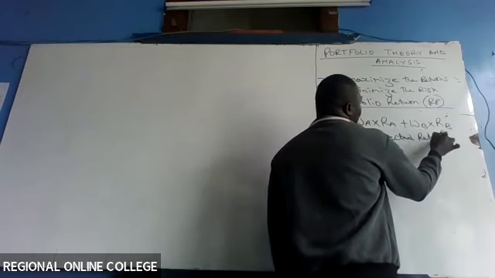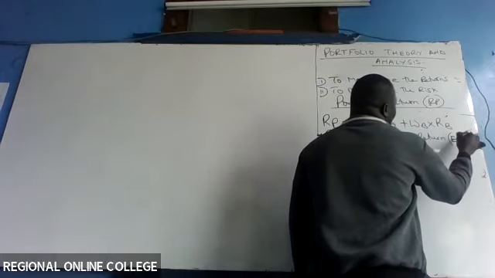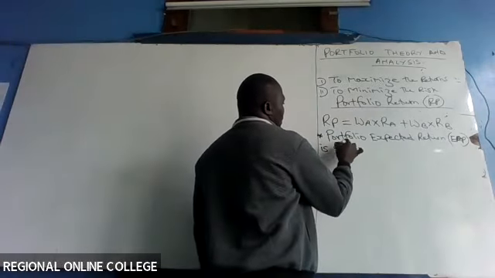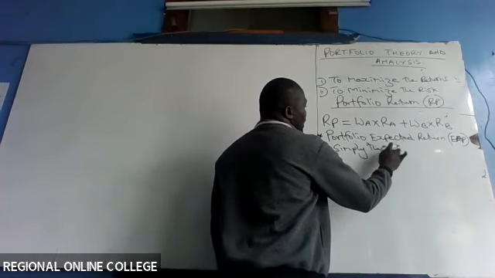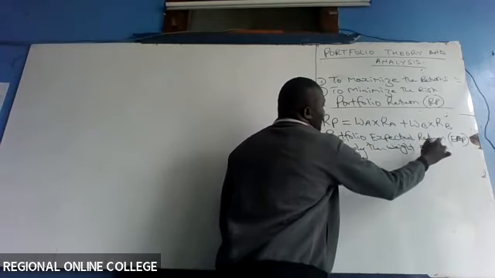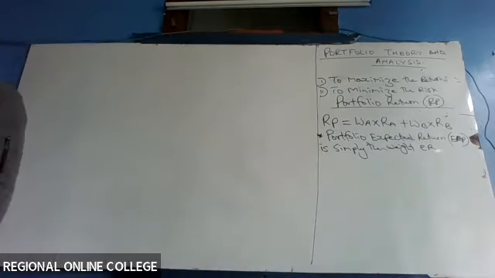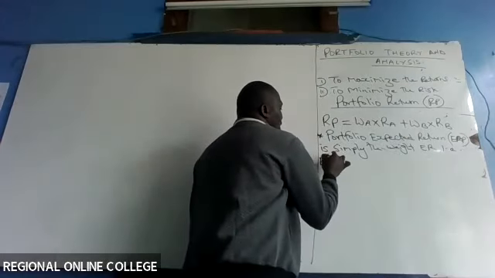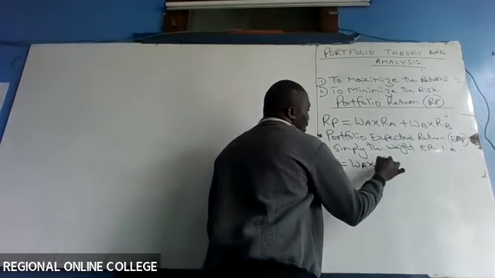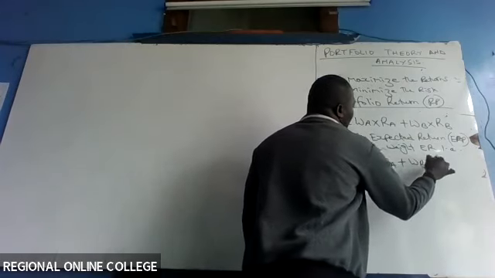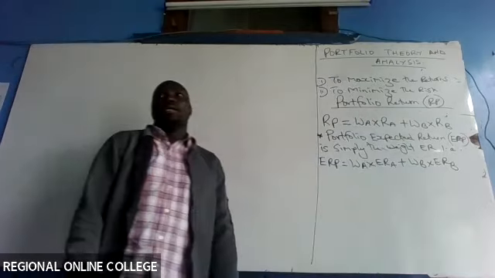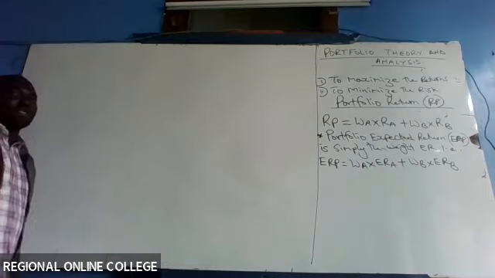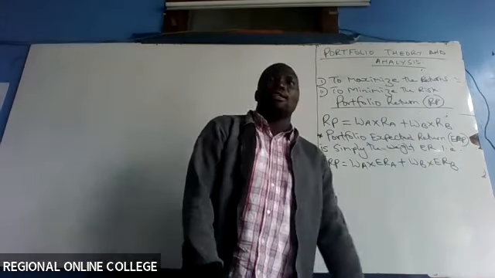Portfolio expected return, that is ERP, expected return of the portfolio, is simply the weighted expected return, i.e. the expected return of the portfolio becomes the weight of A times the expected returns of A plus the weight of B times the expected returns of B. So the portfolio return is the weight times the returns. Portfolio expected return is the weight times the expected return.